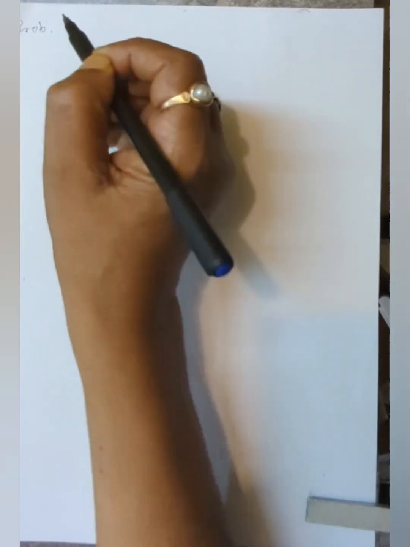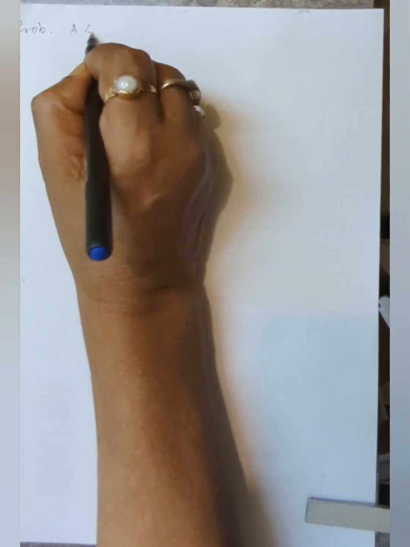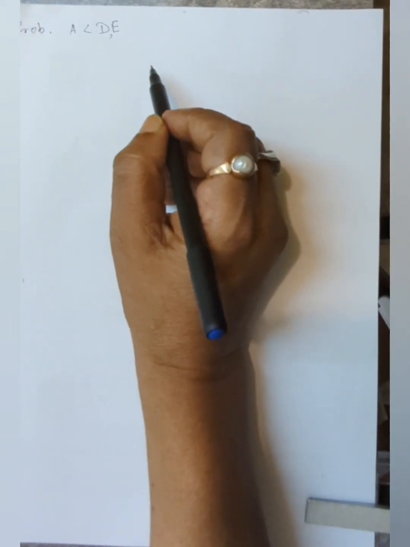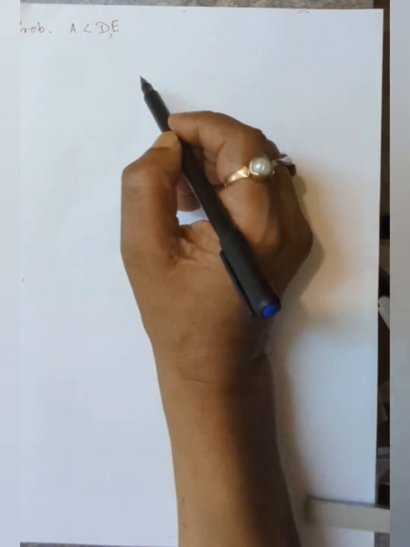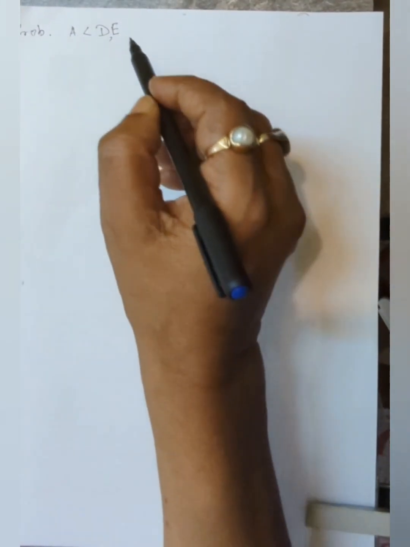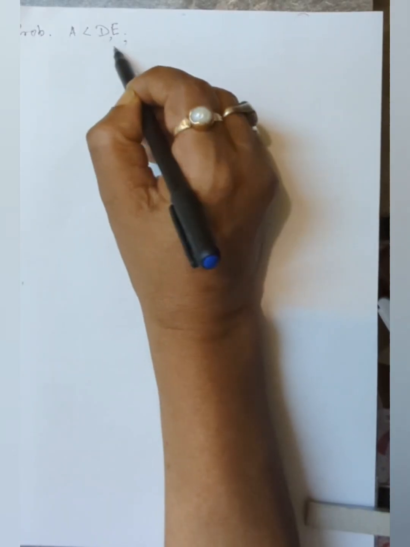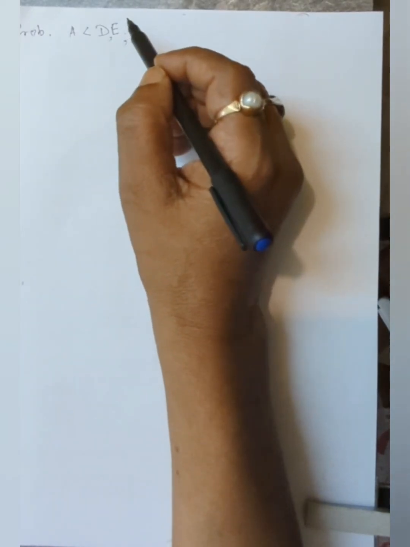Problem: A < D, E. All these are activities. There are 9 activities: A, B, C, D, E, F, G, H, I, and the relationships given are these. A < D, E, I will explain it.